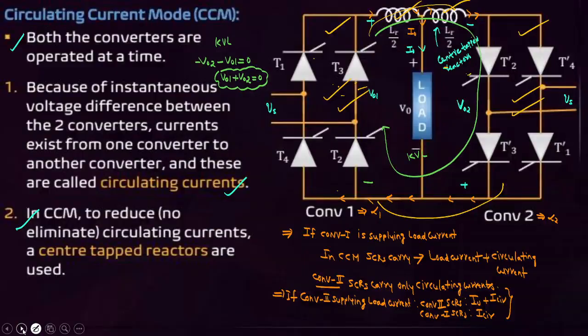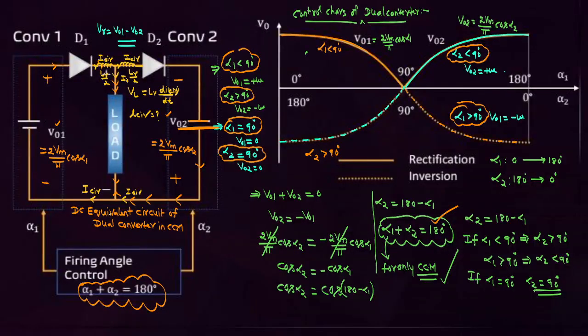But the point to remember: in circulating current mode, alpha 1 plus alpha 2 equals 180 degrees. This condition is very important. It has already been framed in different competitive exams. That is, we control the firing angles in such a way that alpha 1 plus alpha 2 equals 180 degrees, in circulating current mode of operation. This is very, very important. How to select the firing angles in circulating current mode? This condition is applicable only for circulating current mode, and not for non-circulating current mode.